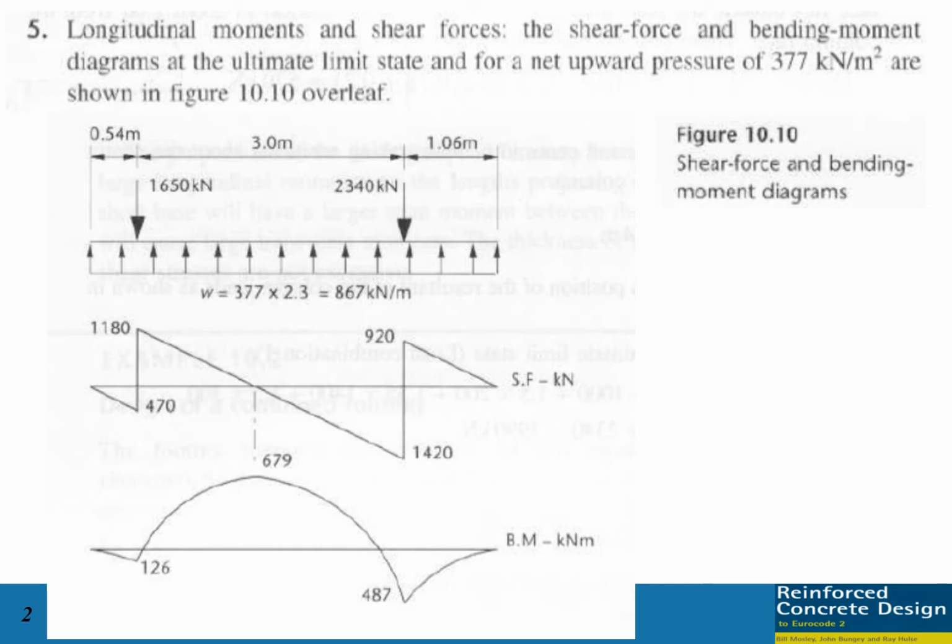You can see here the shear force diagram, the maximum at the support at the left side is 11x0, at the right side is 1420. And for the bending moment diagram, at the left support we have 126, at the right support 4x7, and then the maximum bending moment at the middle span is 679. How to get these values, you need to refer to Structural Analysis 1 or 2, how to get this bending moment and shear force diagram.